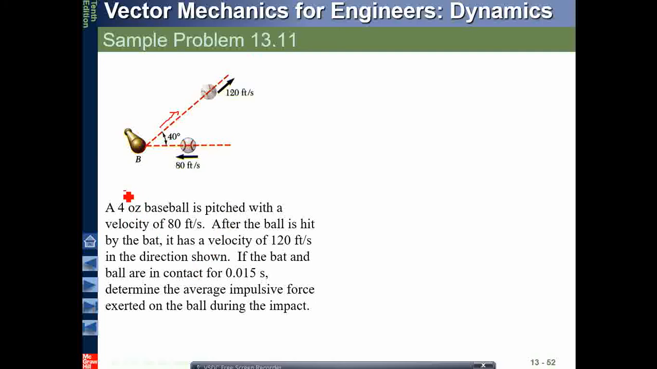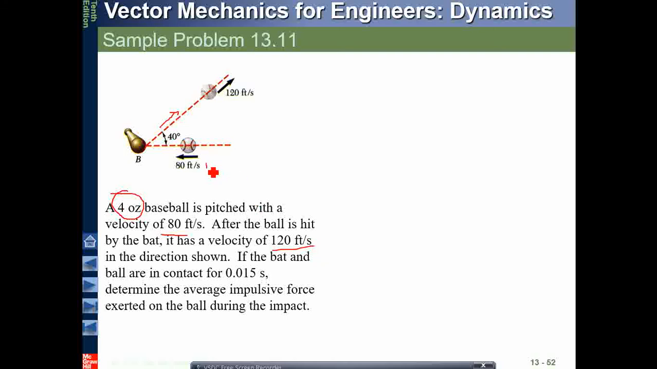The baseball has a weight of 4 oz. Oz is a US unit of weight. The baseball is pitched with a velocity of 80 feet per second. After the ball is hit by the bat, it has a velocity of 120 feet per second.